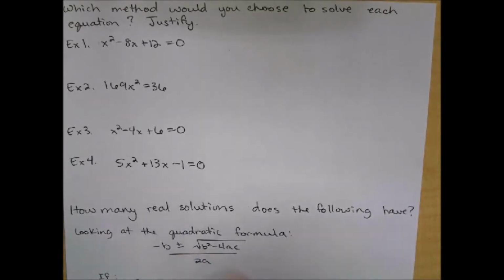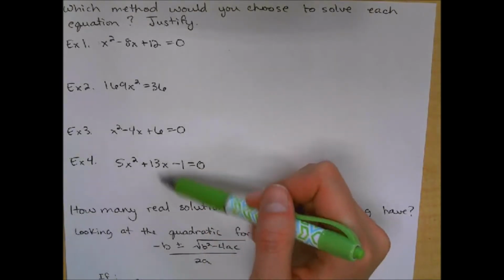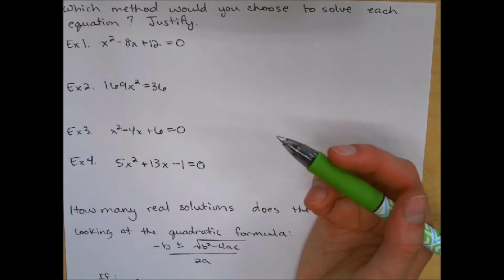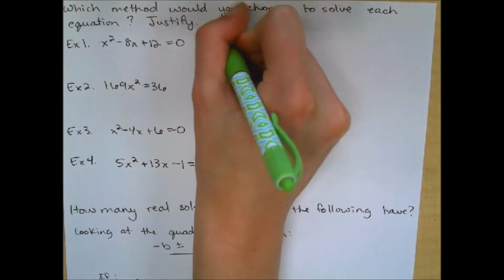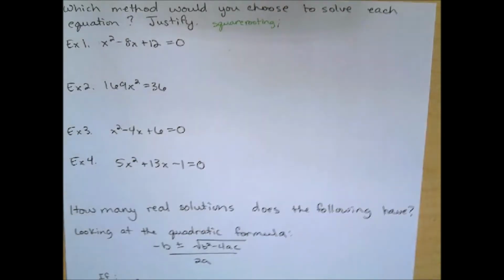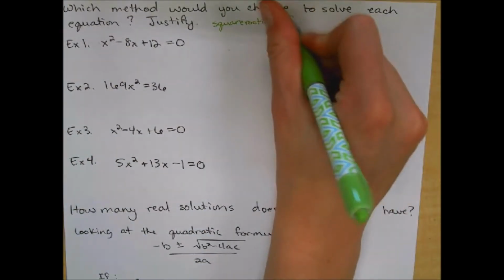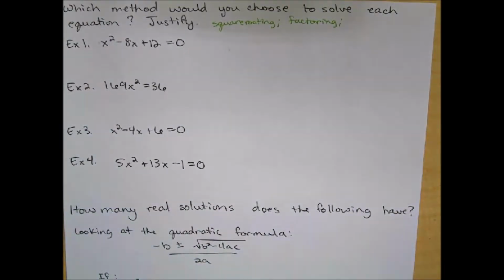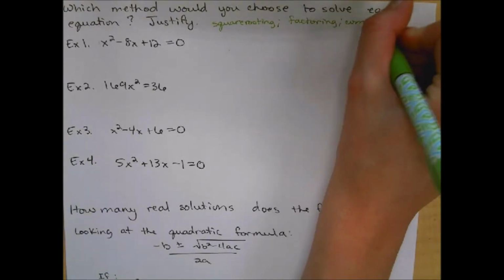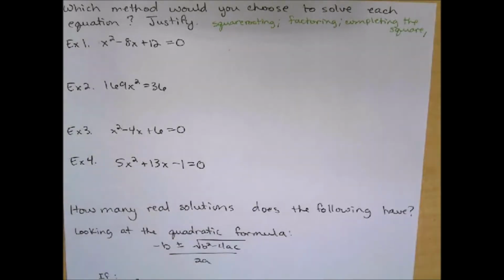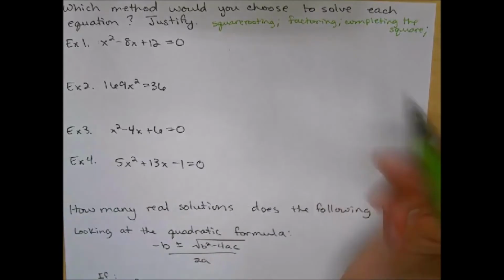Now we have all these methods. And so now we're going to look at 4 different examples and see which method would we use to solve each. So first, let's make a list of the different methods we have. We can solve by square rooting. We can solve by factoring. We can solve by completing the square. And the last one is the quadratic formula.